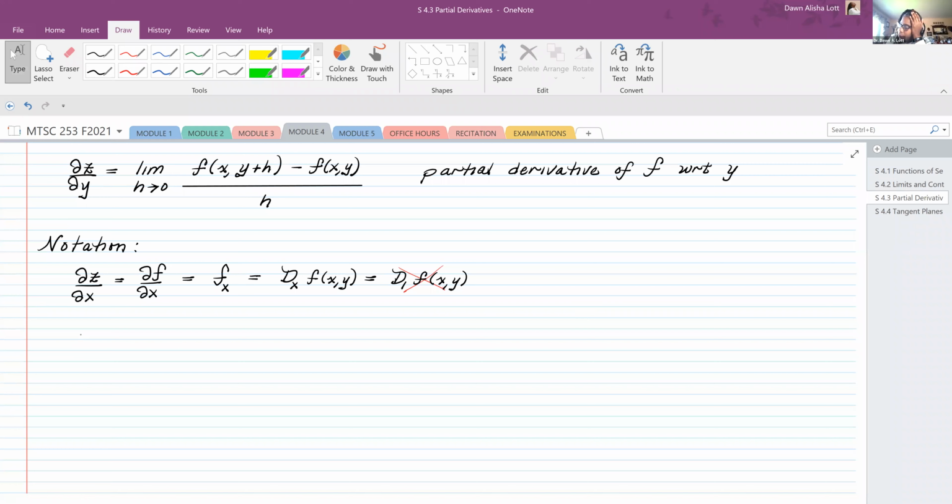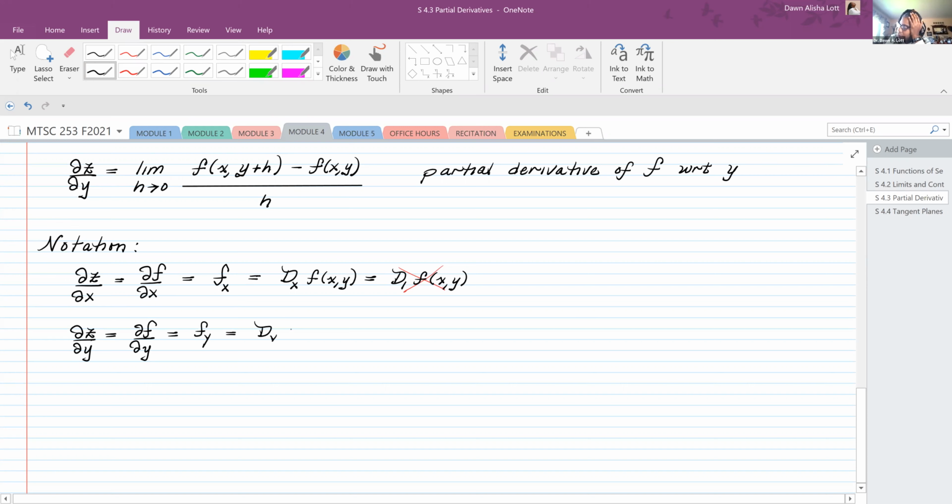You will see the partial of z with respect to y, or the partial of f with respect to y. You may see f sub y. You may see D sub y of f of x, y. And you may see D2 of f of x, y, which again, you will never see me use, because for me, D2 means something else. So you won't see that.